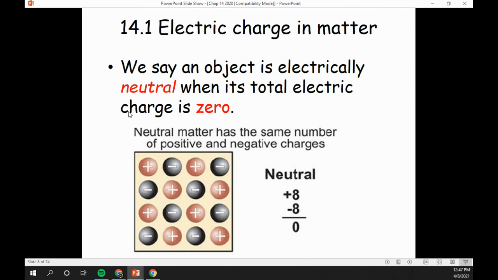Electric charge in matter. We say an object is electrically neutral when its total electric charge is 0. For instance, neutral matter has the same number of positive and negative charges. In this picture, I have 8 protons and 8 electrons, or 8 things that have a positive charge and 8 things that have a negative charge. They give it the overall charge of 0, or neutral.